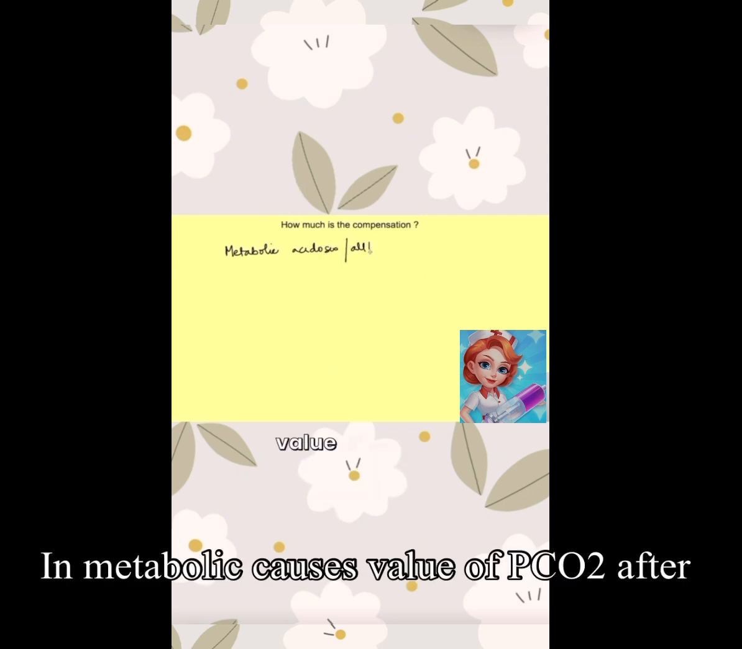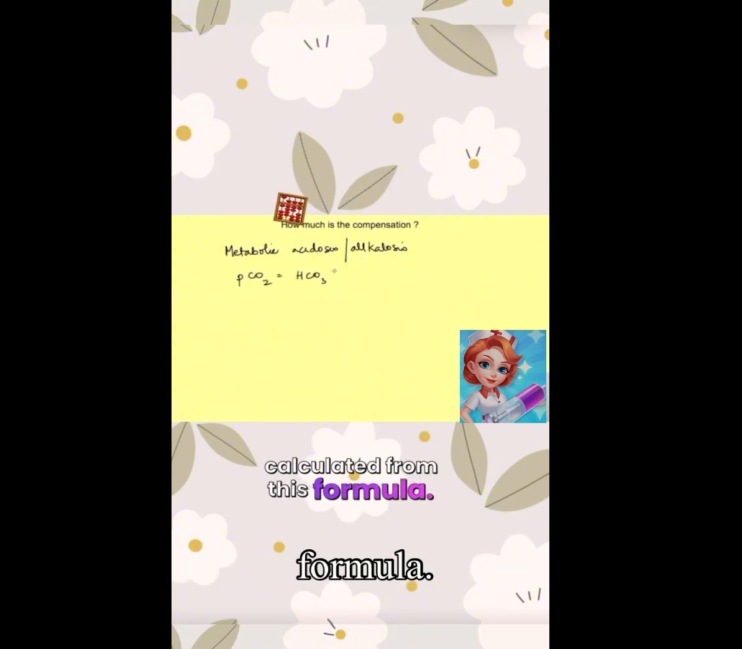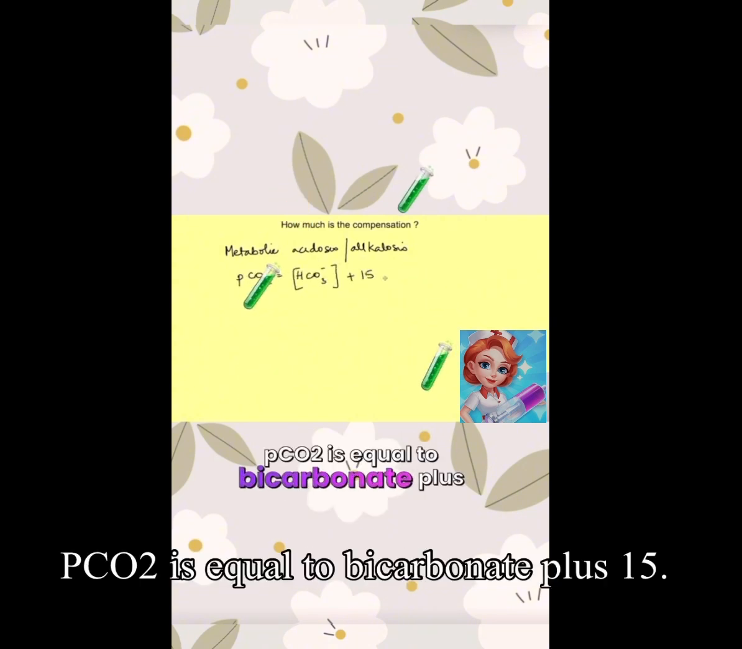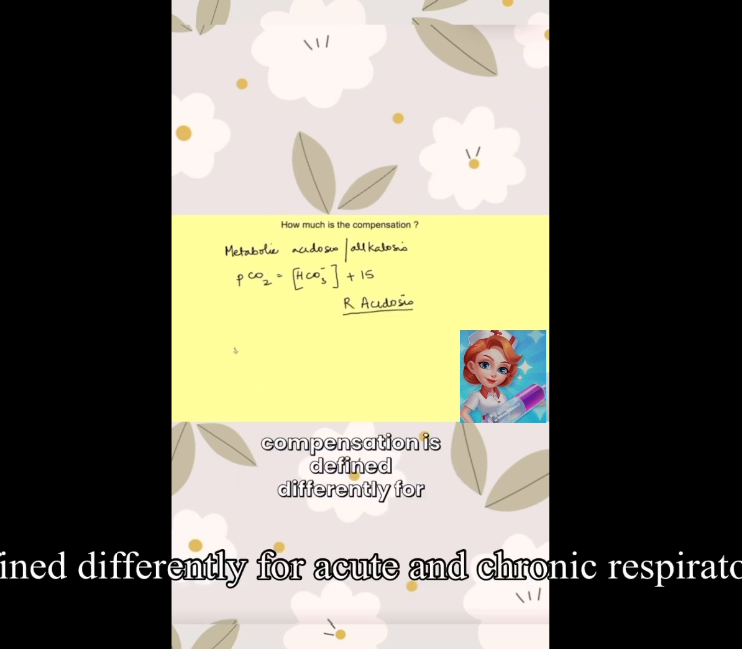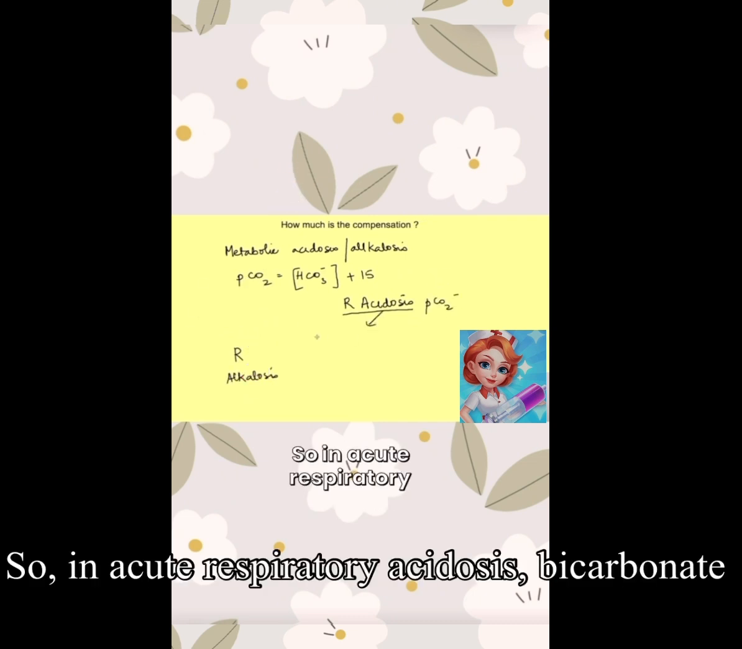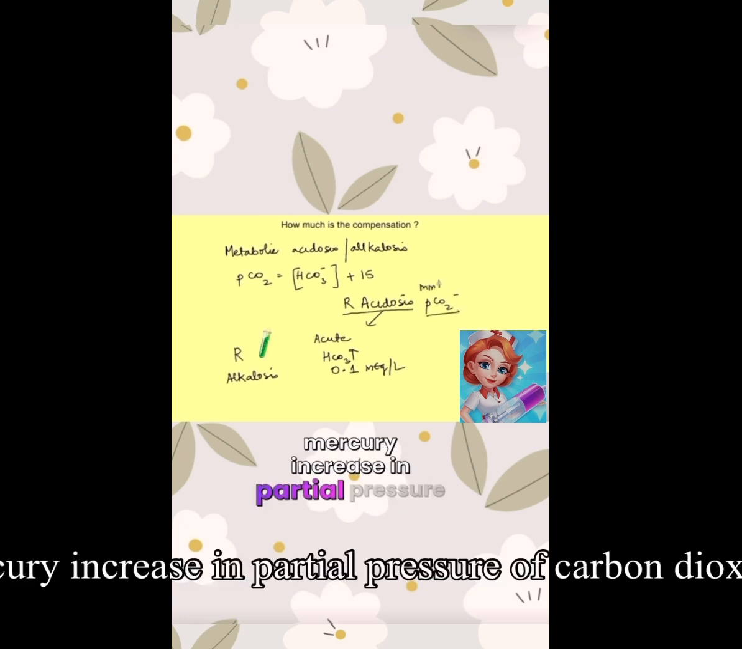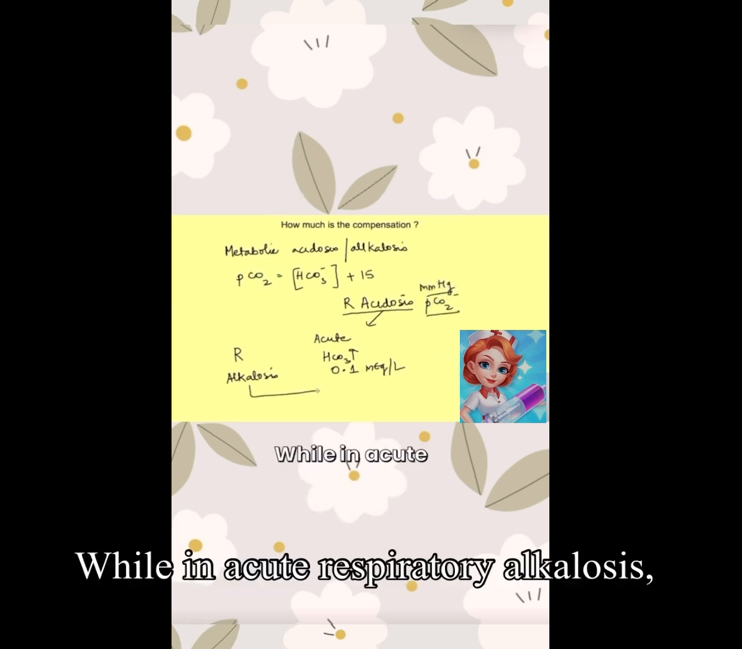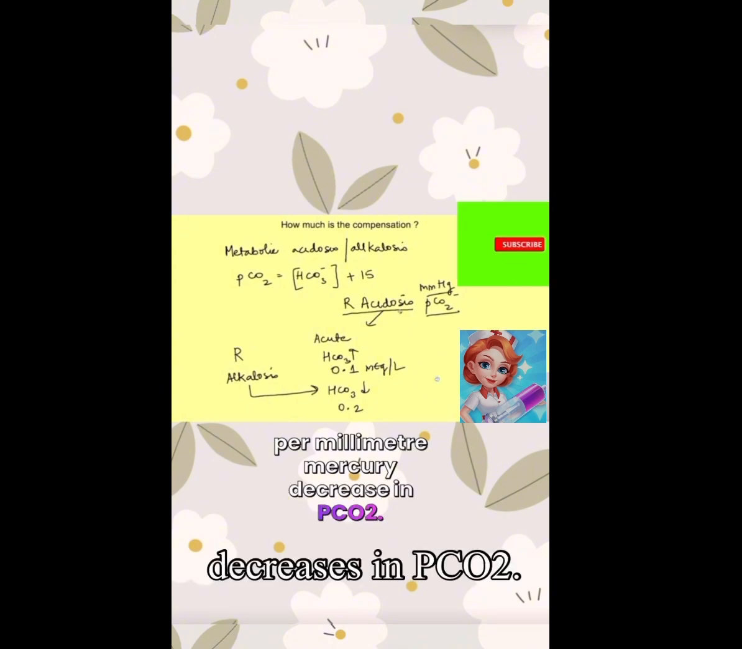In metabolic causes, the value of PCO2 after compensation can be calculated from this formula. PCO2 is equal to bicarbonate plus 15. And for respiratory causes, compensation is defined differently for acute and chronic respiratory causes. So in acute respiratory acidosis, bicarbonate increases 0.1 milliequivalents per liter per millimeter mercury increase in partial pressure of carbon dioxide. While in acute respiratory alkalosis, bicarbonate decreases 0.2 milliequivalents per liter per millimeter mercury decrease in PCO2.